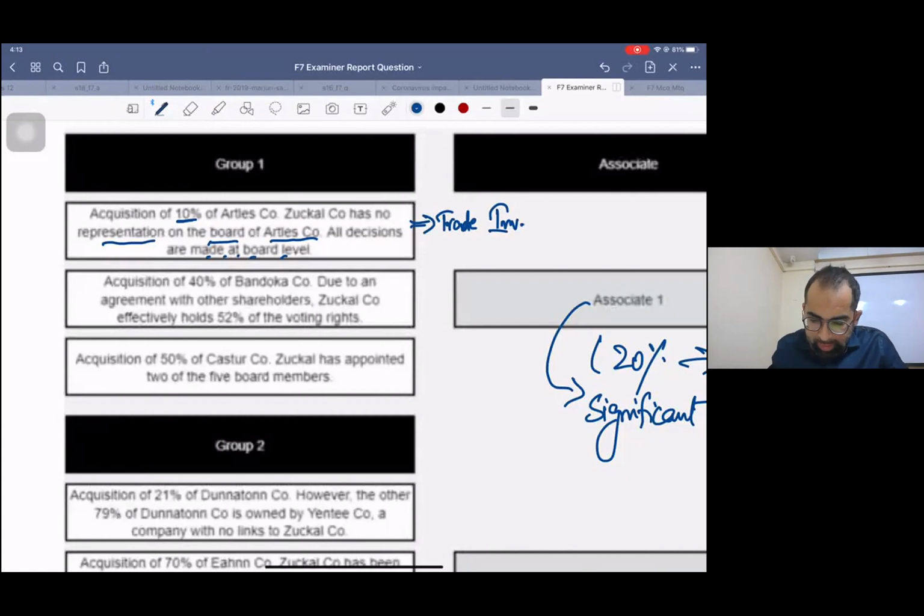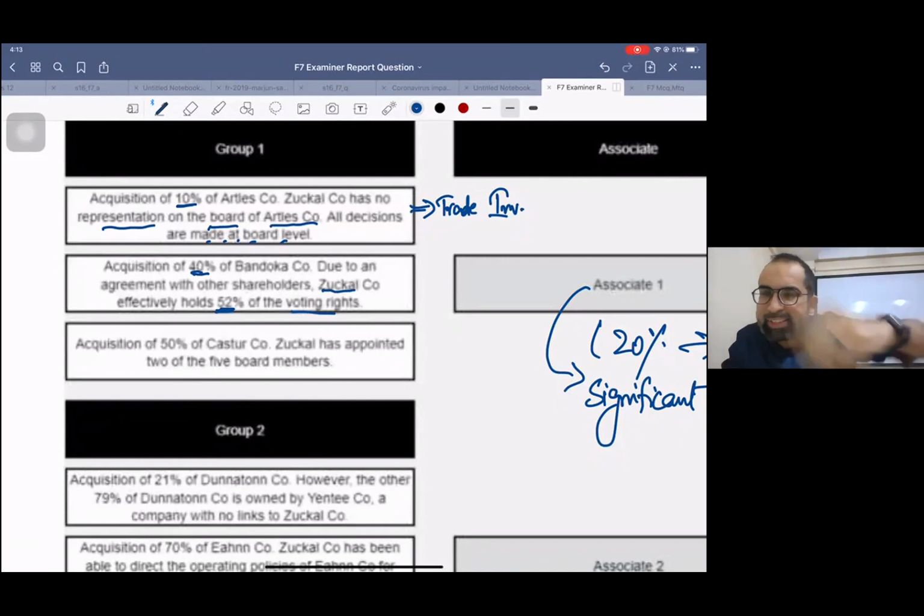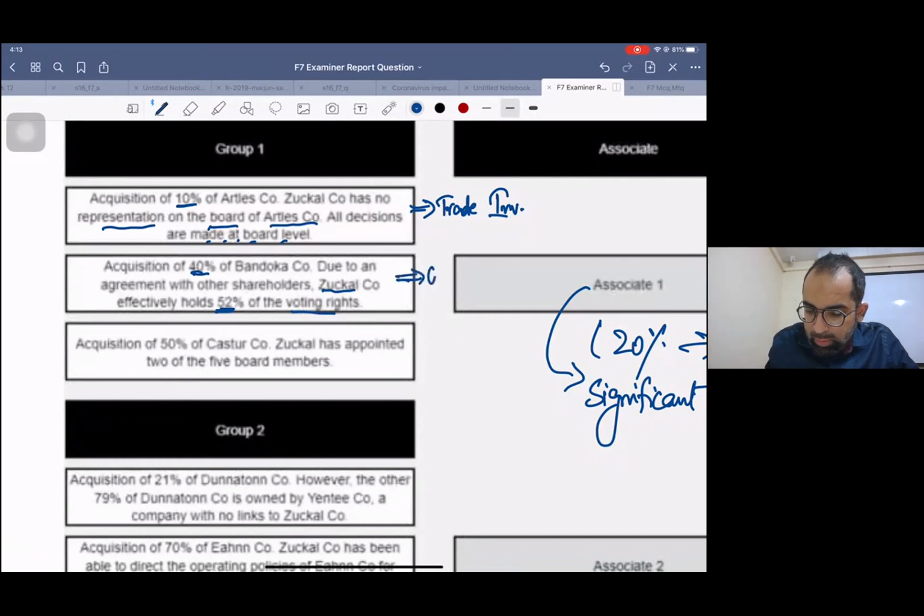Now the second thing, acquisition of 40% of Banduka company due to an agreement with other shareholders. Z company effectively holds 52% of the voting rights. We have more than 50% voting rights, so nobody can challenge us in any decision. This is control. So this second company is your subsidiary.